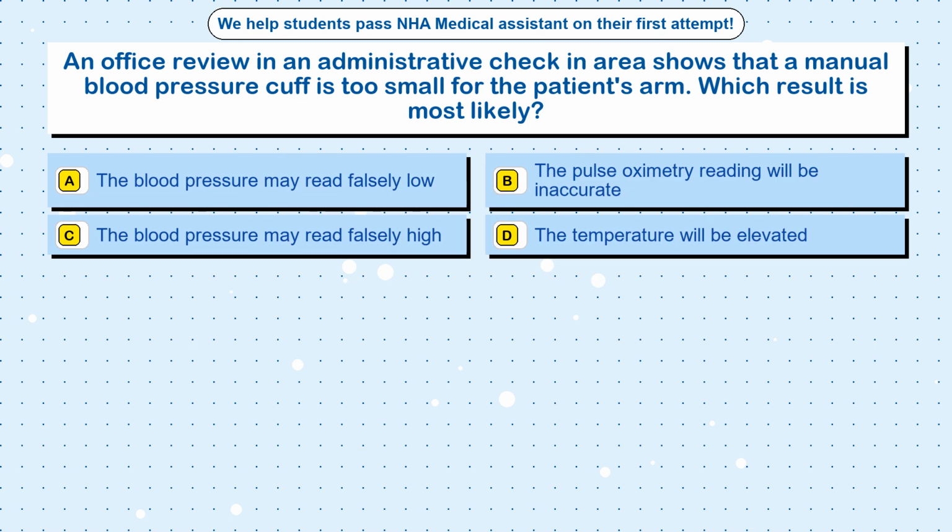Question 43. An office review in an administrative check-in area shows that a manual blood pressure cuff is too small for the patient's arm. Which result is most likely? Option A. The blood pressure may read falsely low. Option B. The pulse oximetry reading will be inaccurate. Option C. The blood pressure may read falsely high. Option D. The temperature will be elevated.